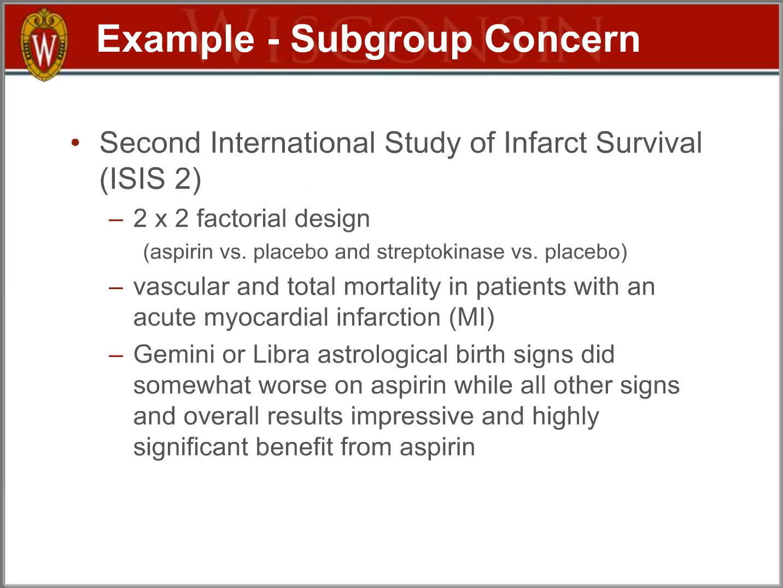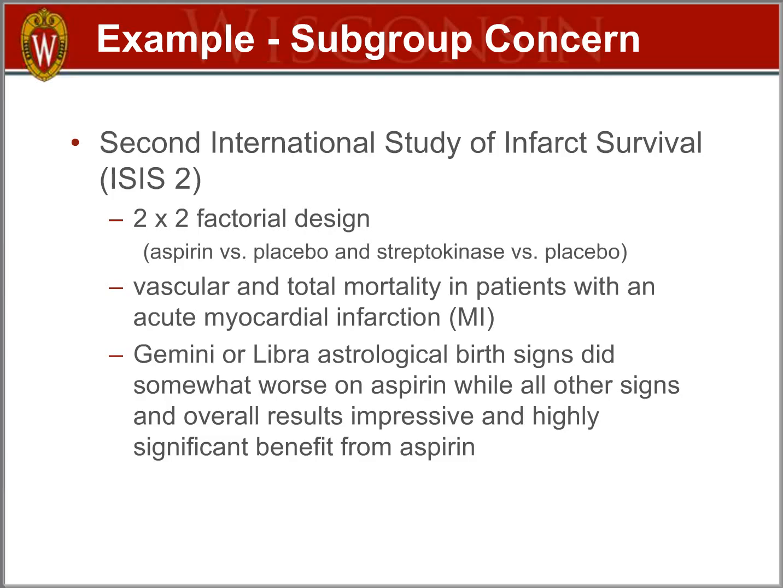Again, this issue of subgroups and continually examining the data. A very classic example comes from a study called the Second International Study of Infarct Survival, or ISIS-2. It was a 2x2 factorial design. We'll examine that in a later lecture. But in one study, 2 questions were asked. How does aspirin versus placebo compare? And how does a clot-busting drug called streptokinase versus placebo compare on clinical outcome? The vascular and total mortality in patients with an acute myocardial infarction were the 2 primary questions.